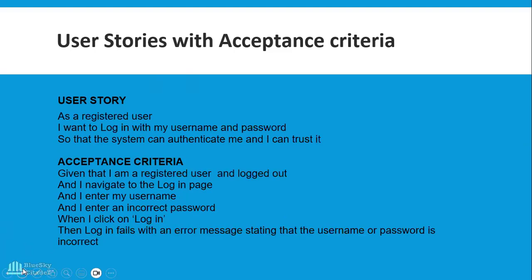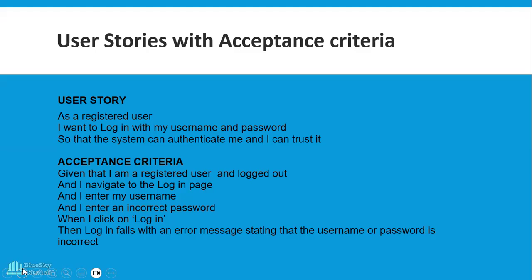Now, I'm returning to the website or to the platform or to the solution or to the system. I want to log in with my username and password that I saved. And I want to check that the system has remembered it, okay? So, as a registered user, registered. So, I'm not a new user anymore. I'm registered. So the system should have my details. I want to log in with my username and password so that the system can authenticate me. Now, acceptance criteria. Given that I am a registered user and logged out.